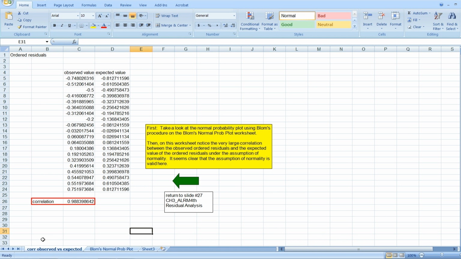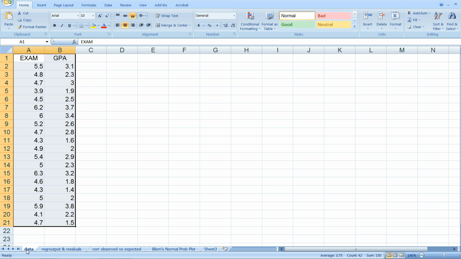So what I have here on the worksheet called GPA Exam SLR Residuals Analysis, that's a mouthful, is a small little data set where the exam is an admissions exam score and the GPA is the GPA at the end of the freshman year for a sample of 20 individuals. We gave them an admissions test, and then at the end of their freshman year we looked at their GPA.